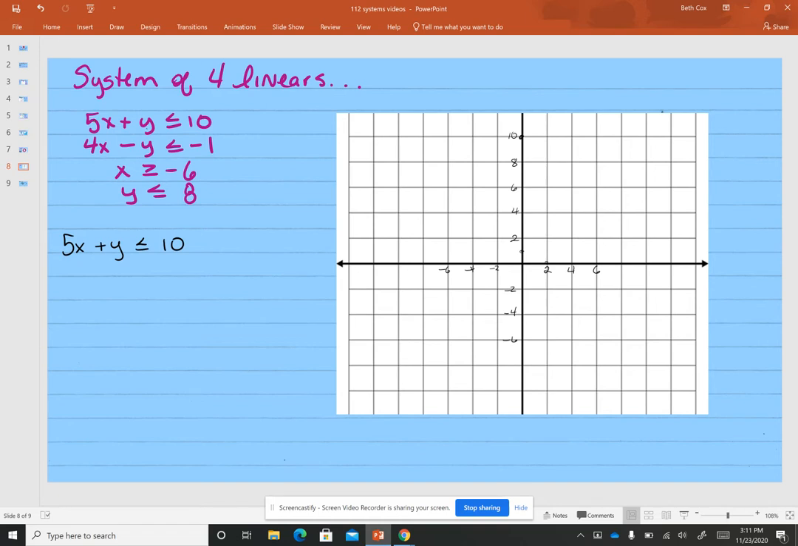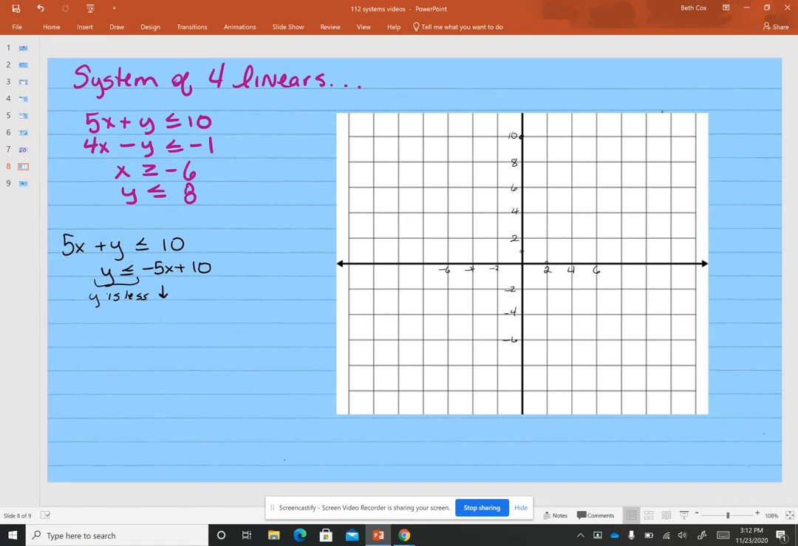A couple of different ways I can graph this one. But I'm going to go ahead and rewrite this in y equal format. So I'm going to subtract 5x on both sides. And that's going to give me a negative 5x plus 10. And the reason why I do this is it helps me with my graphing, my shading. So this is y is less than or equal. So now that it says y is less, I'm going to shade that way when I shade.